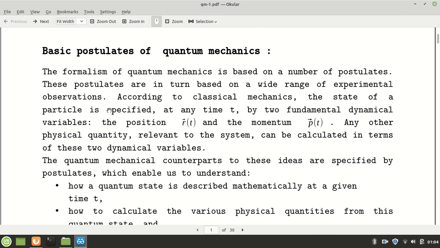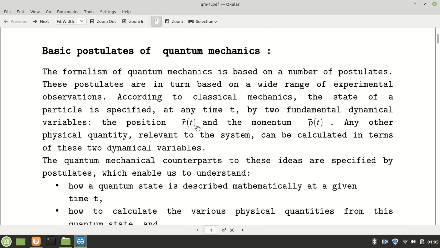Let us first take a look at the basic postulates of quantum mechanics. Every dynamical system is represented by the position and the momentum of the system. If you know the position at time t and the momentum at time t, then you can tell every dynamical variable of the system, that is force, pressure or energy, etc. There are some different dynamical properties there in the case of classical mechanics.